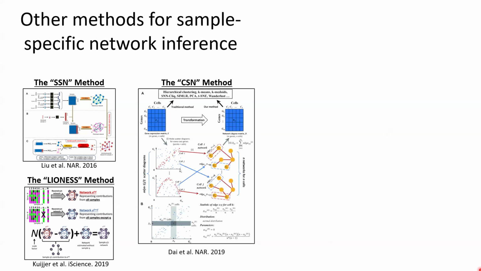So for example, the cell-specific network method is a follow-up method from the same group that developed the SSN method. This was developed in the context of single-cell data and uses essentially a non-linear approach. You can see in their little illustration here, they can find U-shapes or line shapes in the underlying data. And they use this to infer networks for what they call individual cells.